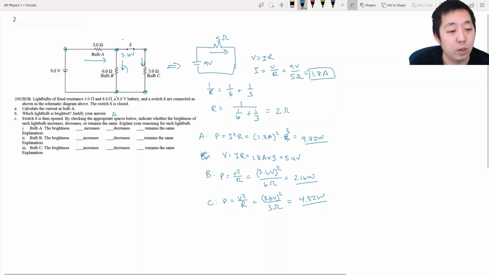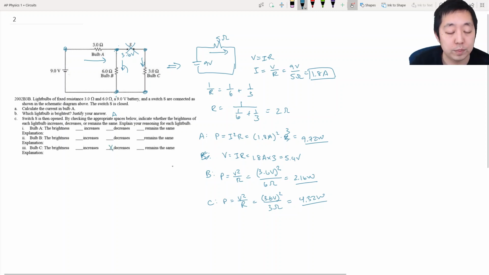Switch S is then opened. By checking the appropriate spaces below, indicate whether the brightness of each light bulb increases, decreases, or remains the same. So now I cut this off, right? So my circuit is just these two in series now. Well, bulb C turns off. It has no more current flowing through it, so no more power going through it. So bulb C decreases for sure.